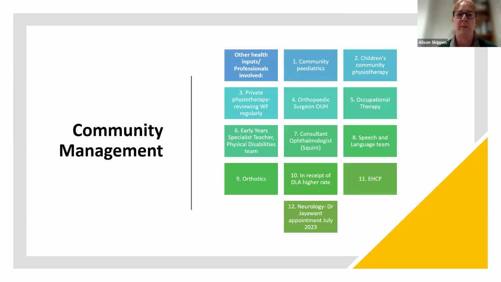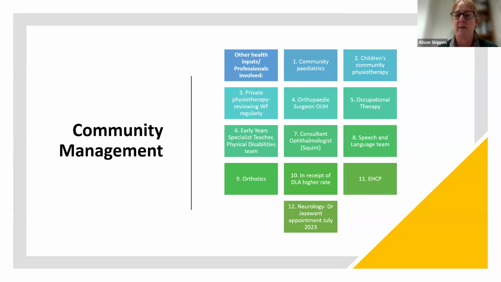This was again just trying to pull all that together, saying, look at all these different teams who were involved in her management. And this was at the time she presented when she was 4 years old. So she has community pediatrics, physiotherapy, occupational therapy, speech and language. She has an educational healthcare plan. She has a consultant ophthalmologist because she has a squint. She has an orthopedic surgeon because of this concern with the hips. And then she is also undergoing private physio. She has early years specialist teachers, a physical disability team and orthotics.